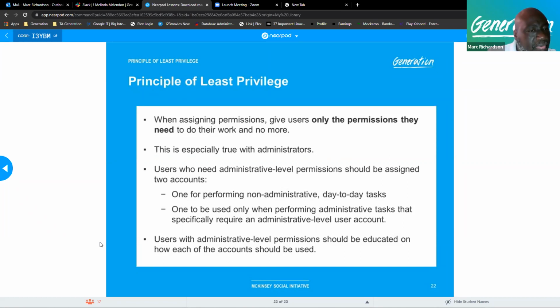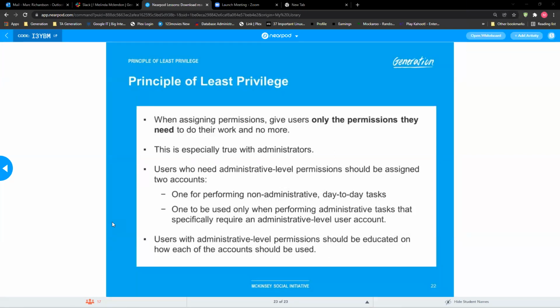Remember one thing. Yes, that's true. You should make sure that if you walk away from your computer in your workplace, you lock it so that no one can use the computer while you're not there. Yes, Jessica. Could you explain a little bit more when you say that for the administrators, they'll have 2 accounts set up? What does that look like?